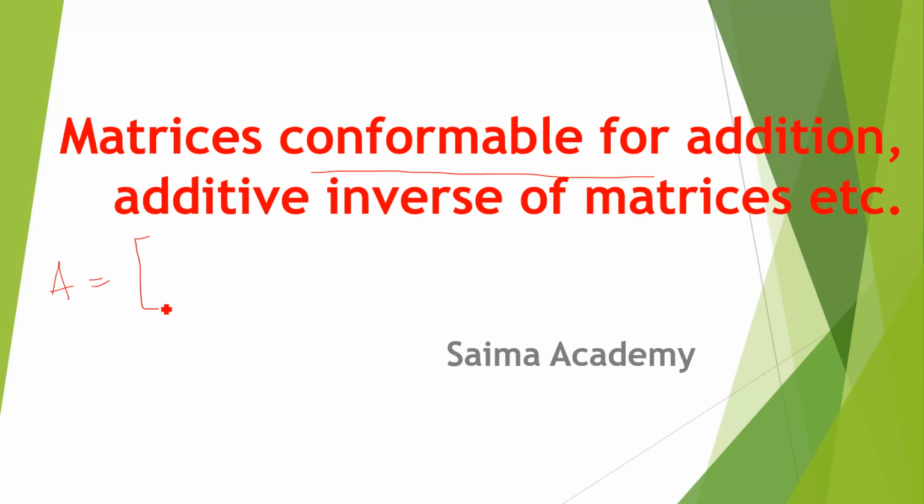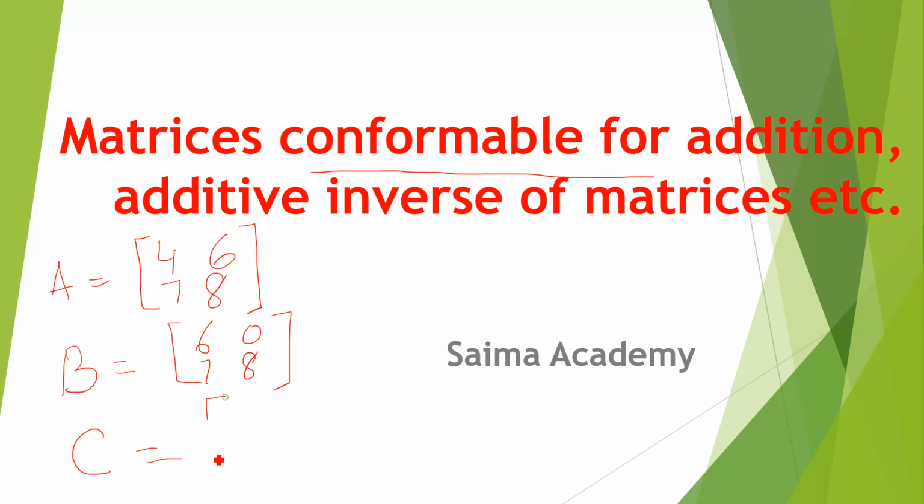So suppose we have one matrix A equal to this. We have another matrix, any elements you can write down here. We have a third matrix, suppose 3 and 2, any elements.